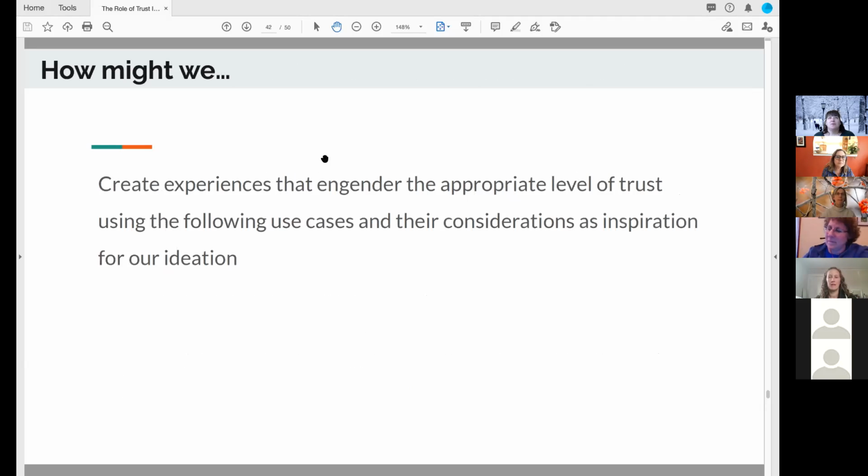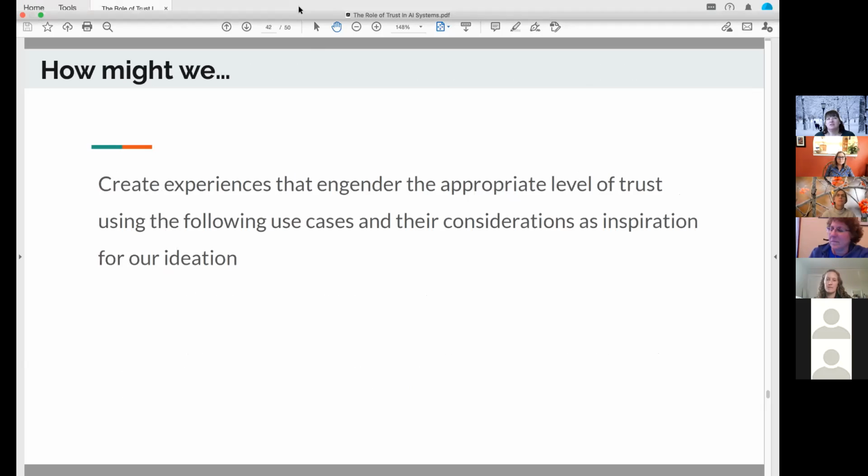How might we prompt? So, how might we create experiences that engender the appropriate level of trust, using the following use cases and their considerations as inspiration for our ideation? So we can just go to the first use case.